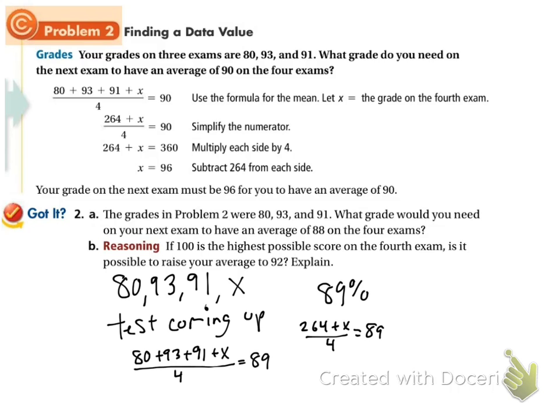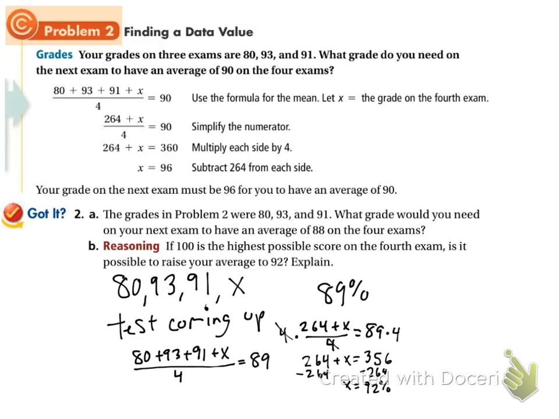I'm going to need to get rid of that 264, and I'm going to need to get rid of the 4. I need to get rid of the 4 first because it's affecting both the 264 and the x. So I multiply by 4 on both sides because 4 divided by 4 is just 1. So 264 plus x is equal to 89 times 4, which is 356. And then I can subtract 264 from both sides, and I get that x is equal to 92.